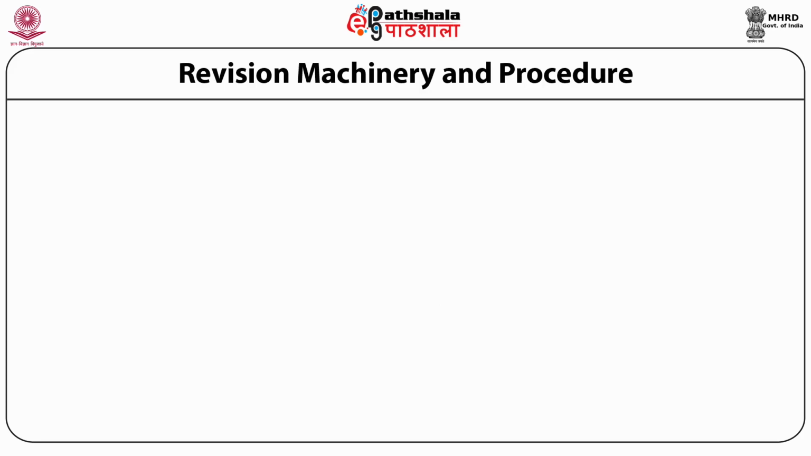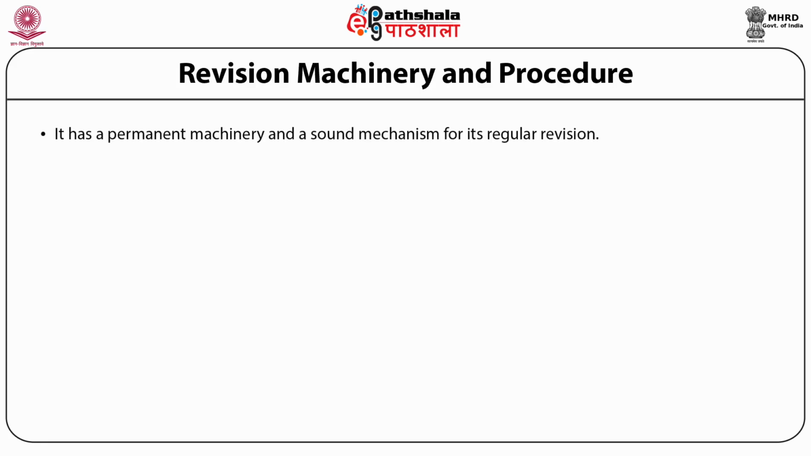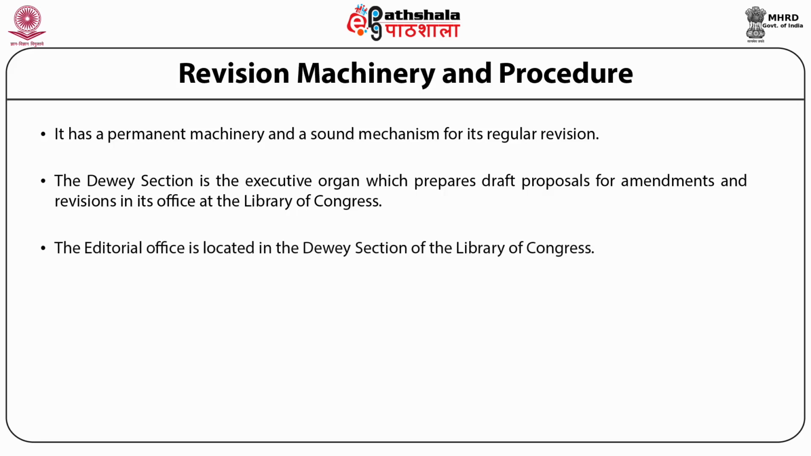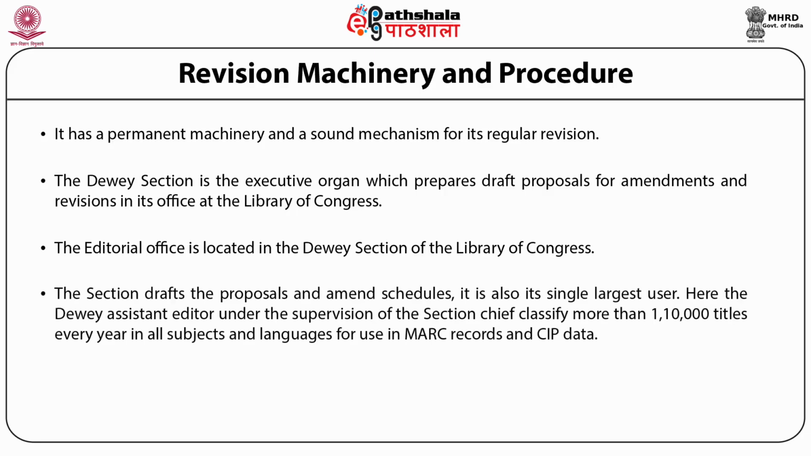The DDC is very famous and popular mostly because of its revision machinery and the organizations behind it, that is, the editorial committee and its governance. It has a permanent machinery and a very sound mechanism for its regular revision. The Dewey section is the executive organ which prepares draft proposals for the amendments and revision, and it is in the office of the Library of Congress. The editorial office is located in the Dewey section of the Library of Congress. This section drafts the proposals to amend schedules.